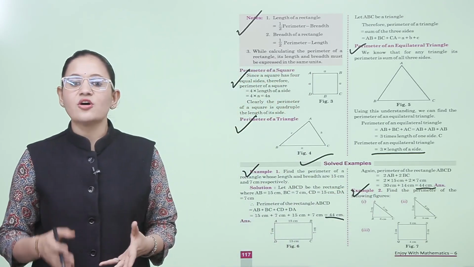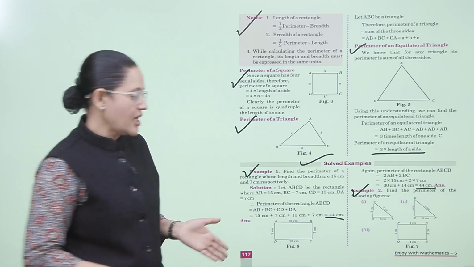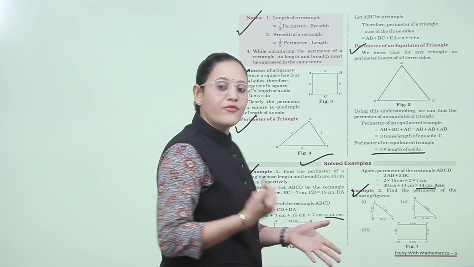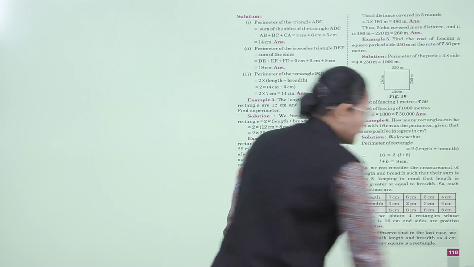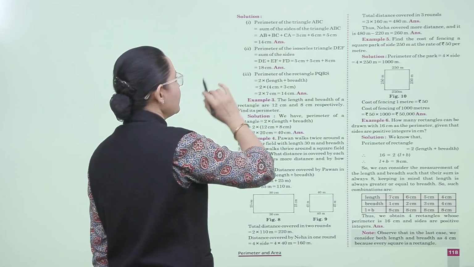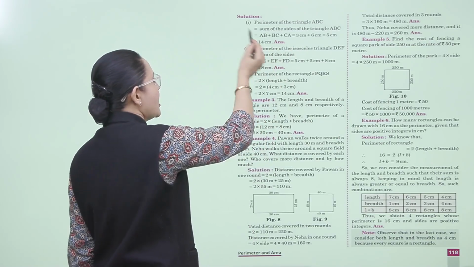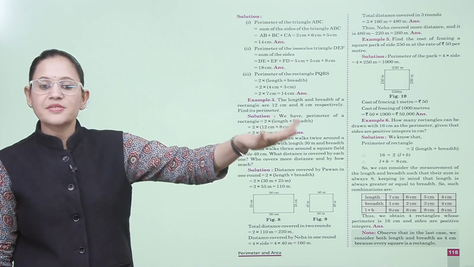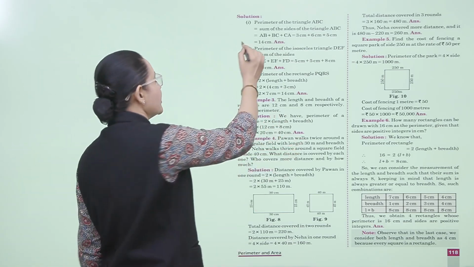Find the perimeter of the following figures. So we have to find the perimeter. Perimeter equals the sum of the lengths of all sides. So in figure 1, the perimeter of triangle ABC equals AB plus BC plus CA, means 3 centimeter plus 6 centimeter plus 5 centimeter, total 14 centimeter.